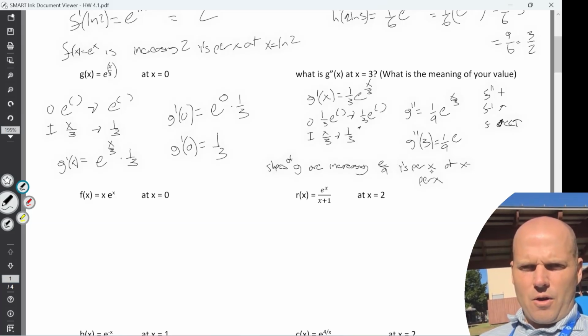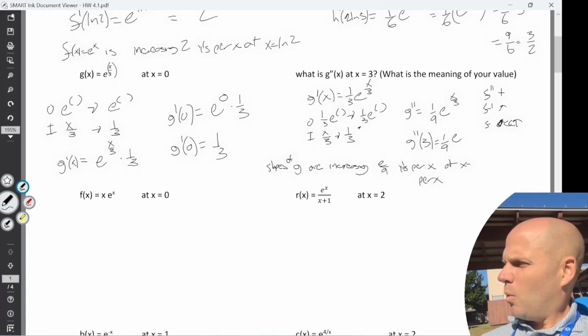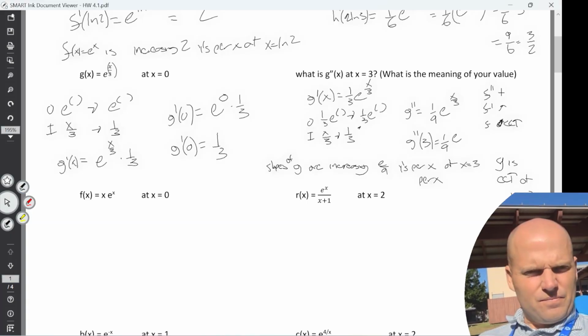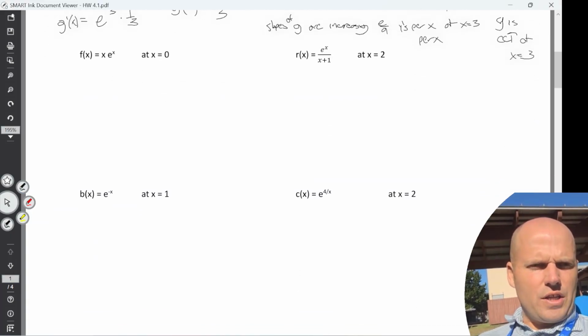So how are my slopes changing? That's how my y's per x are changing per x. It's y's per x squared at x equals 3. Or you could say g is concave up at x equals 3. Two statements. Cool, so that's the chain rule with e to the x.